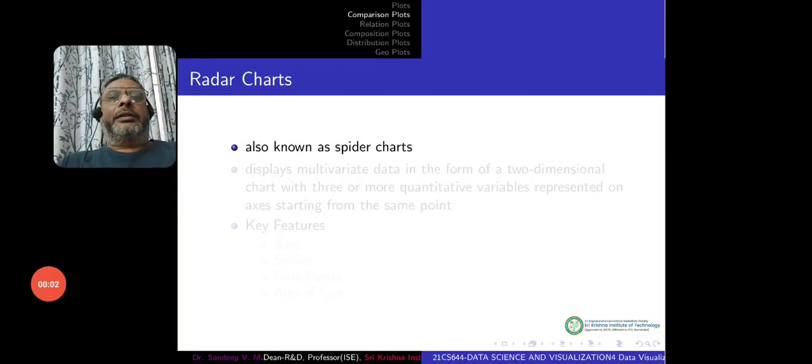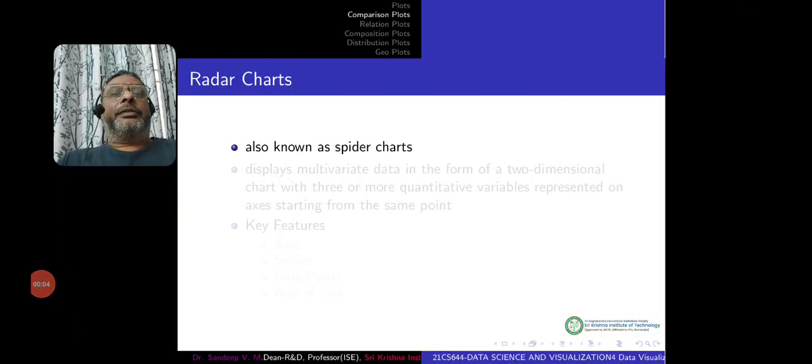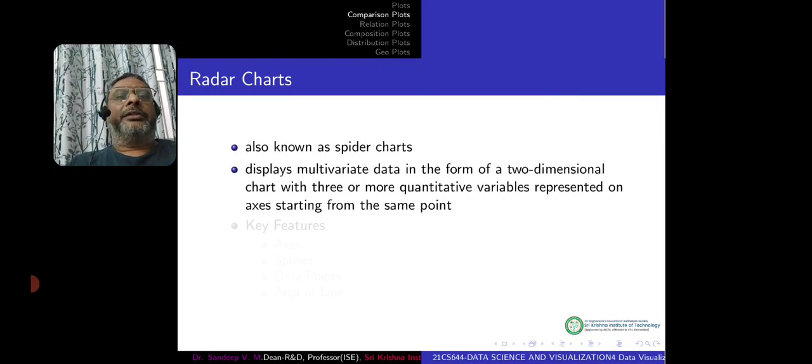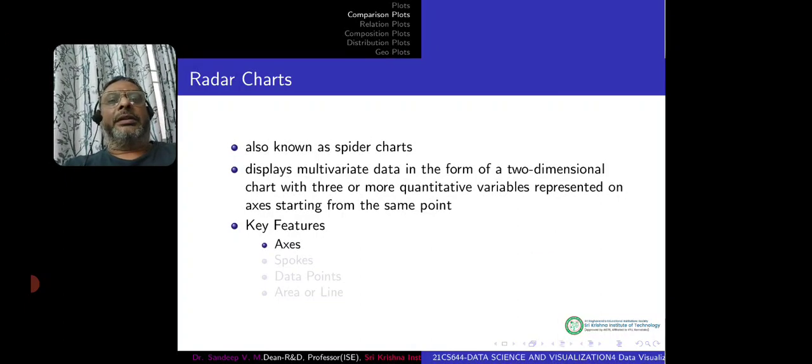Now let's get to the third type of comparison plots. It's radar charts, also known as spider charts. It displays multivariate data in the form of a two-dimensional chart with three or more quantitative variables represented on the axis starting from the same point. The key features in the radar chart are the axis, spokes, data points, and area or line.